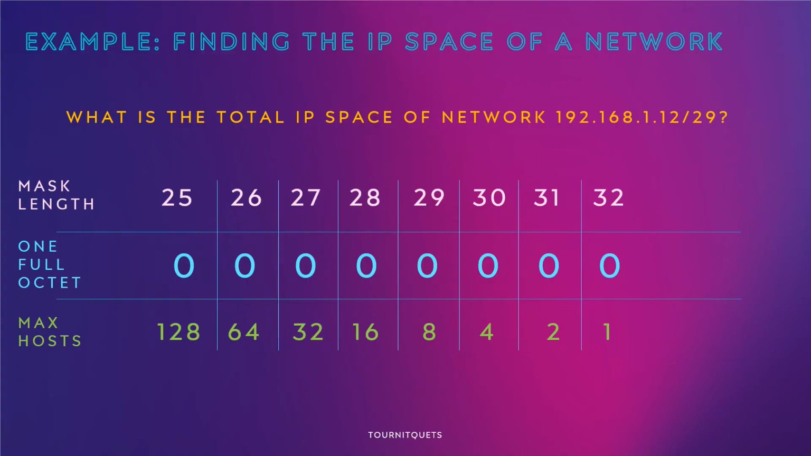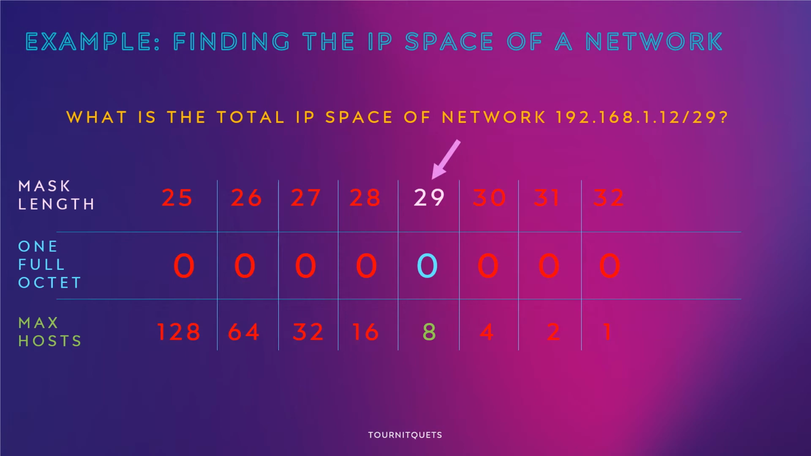In this example, we will apply what we just learned to find the total IP space of network 192.168.1.12 with a mask length of 29. The first thing we want to do is isolate the three values in our chart that correspond to the mask length of 29. All of the other values no longer apply to the problem because since the subnet mask is 29, you will only count IP ranges by multiples of 8.